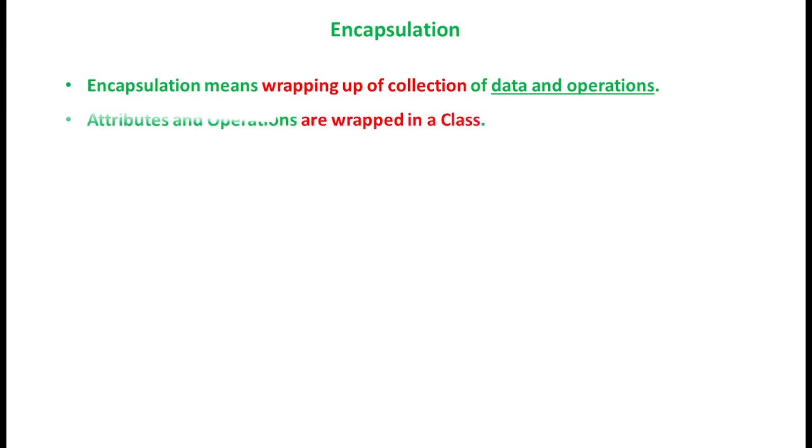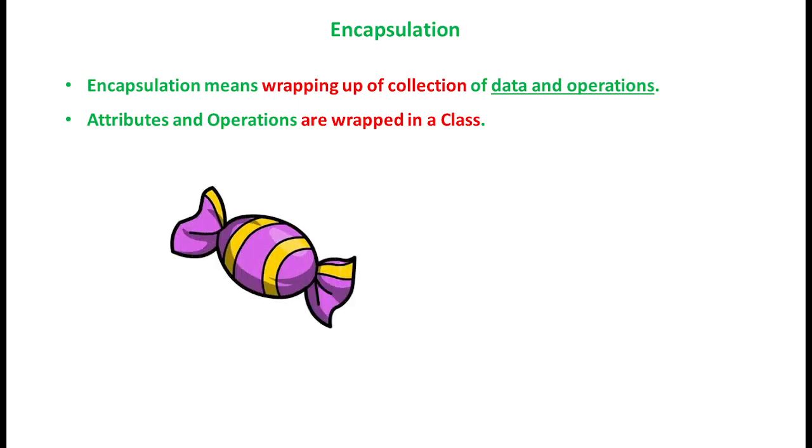So here you can see that the attributes and operations are wrapped in a class. The class is also an example of encapsulation. If you take an object of a particular class, you can identify the associated attributes and operations assigned to that particular object.